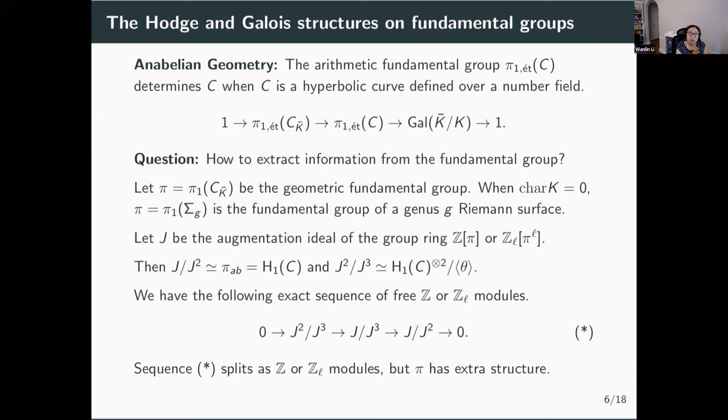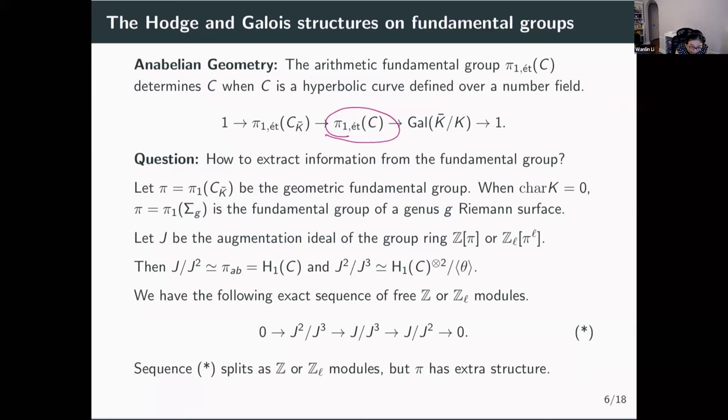So why do we want to study the fundamental group of an algebraic curve? Well, one reason is that anabelian geometry says that if I have an algebraic curve, a hyperbolic curve defined over a number field, then its arithmetic fundamental group determines it, meaning that it contains all the arithmetic and algebraic geometric information of the curve C. But on the other hand, how do we extract this information? Even if I know the information is in there, how do I read it off? So we would like to study what structure the fundamental group has.